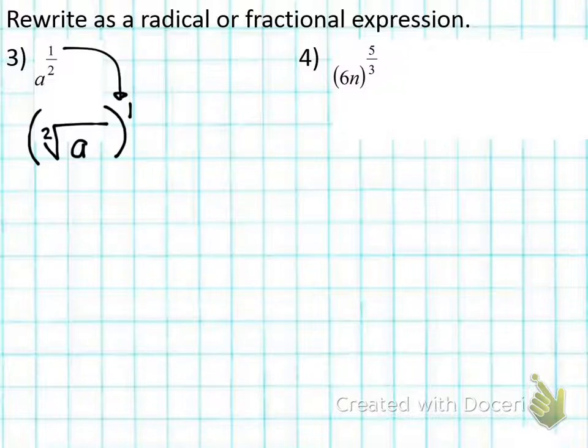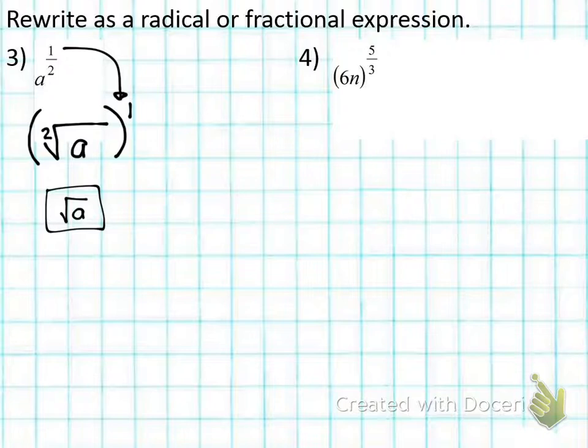One more thing on number 3, by the way, look up here. That 1 is kind of redundant, and so is the 2, right? What's the assumed index always? 2. And what's the assumed exponent always? 1. Anything to the 1 power is just itself. So the best answer is just the square root of a. But I wanted you to see the process on number 3. Basically this is the same as this. Same number, just different form.